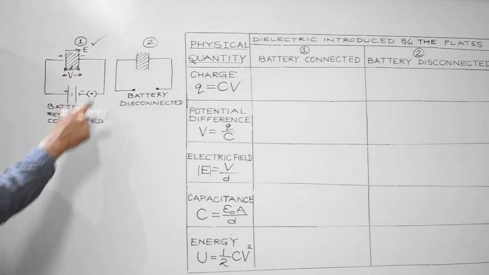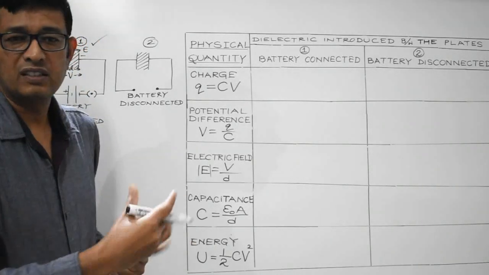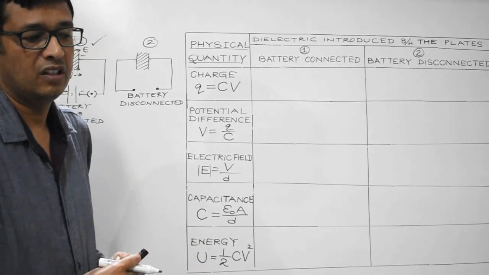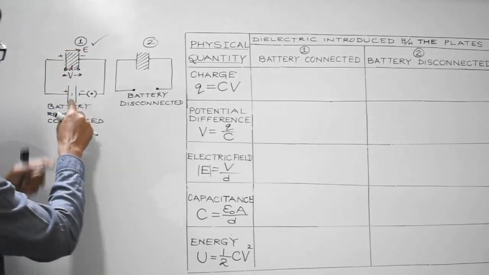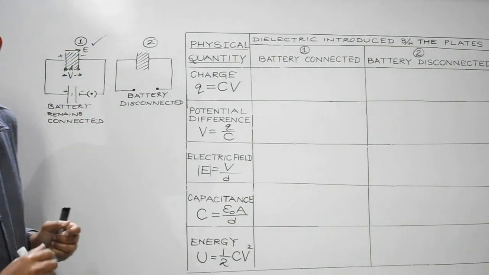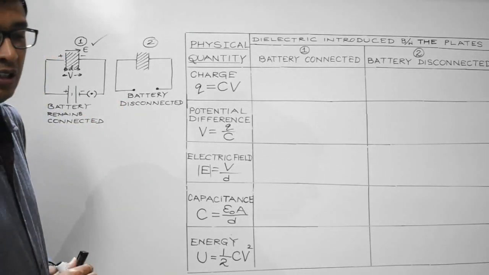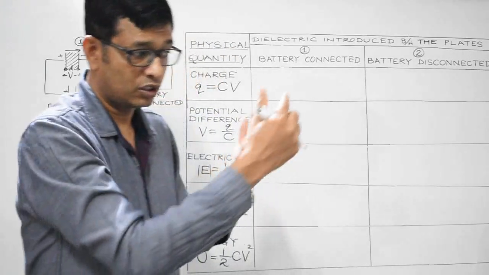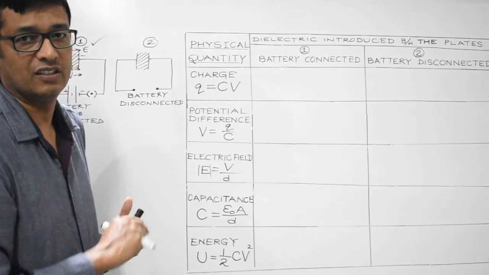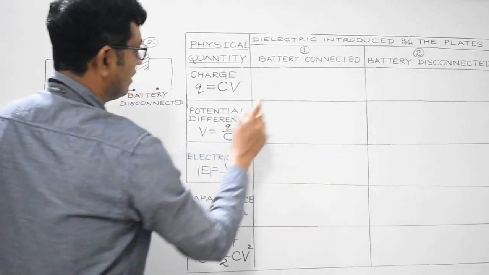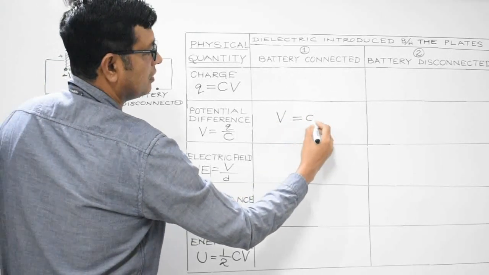One thing to be noted is that if the battery remains connected, as in case 1, this diagram is pretty clear. If the battery remains connected, battery means source, more than one cell connected, and it basically is a source of potential difference. So if a source is connected across the plates of the capacitor, then it will be able to maintain a constant potential difference, right? So when the battery remains connected across the plates of the capacitor, it will maintain a constant potential difference. So when the battery remains connected, the potential difference will be constant. It won't change.